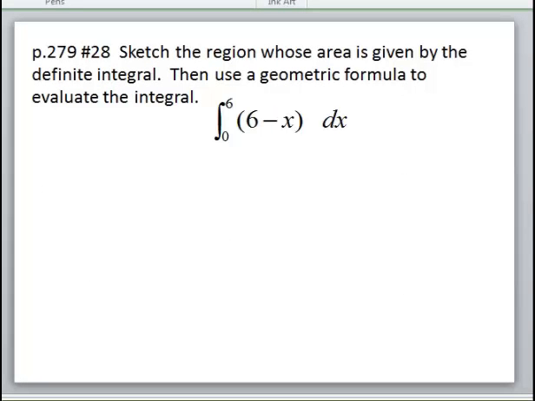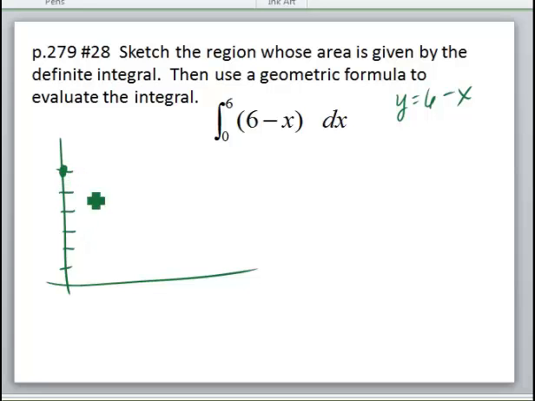So I'm getting ready to do another problem where I'm going to use the geometric formula to evaluate the integral. So the first thing I'm going to do is go ahead and draw the picture. What I have here is actually y equals 6 minus x. So I'll graph that line. It has a y-intercept of 6 and has a slope of negative 1.